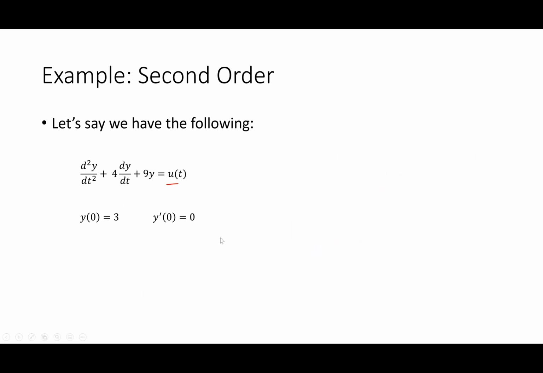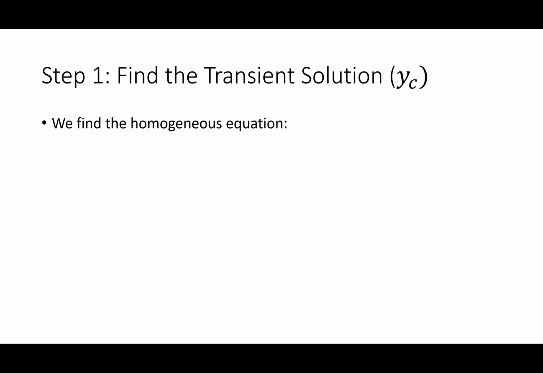In this case, the second order equation looks like this. I have y of 0 is equal to 3 and y prime of 0 is equal to 0. We were given those two initial conditions. So step one, we need to find the transient response, which means we need to find the homogeneous equation. So in this case, d squared y_c by dt squared plus 4 dy_c by dt plus 9 y_c equals 0. The only thing different about this equation is I've set it equal to 0.